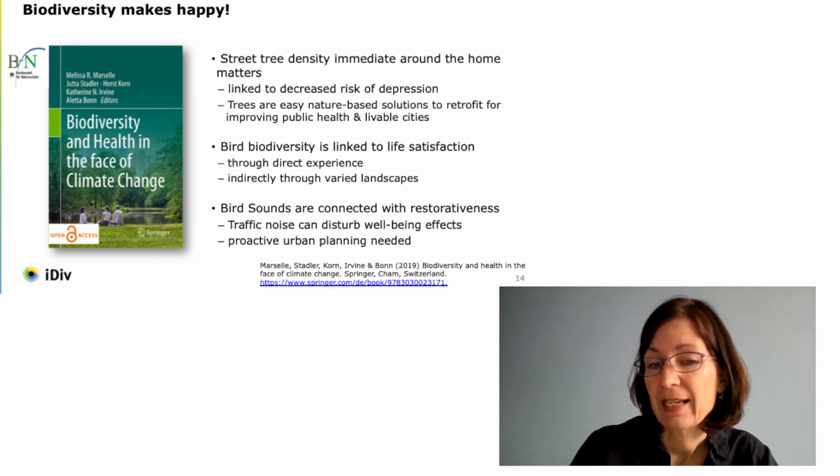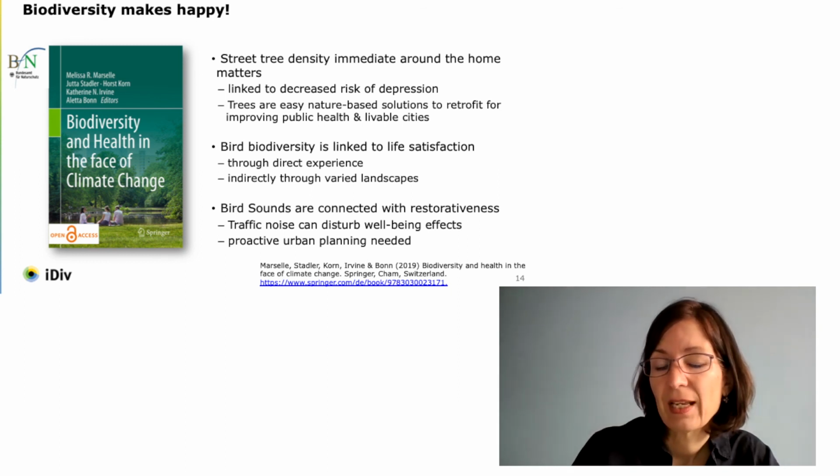Second, bird biodiversity is linked to life satisfaction both through direct experience as well as indirectly through varied landscapes. And thirdly, bird sounds also matter and are connected with restorativeness. Here, other aspects like traffic noise can disturb the well-being effects, and proactive urban planning is needed.